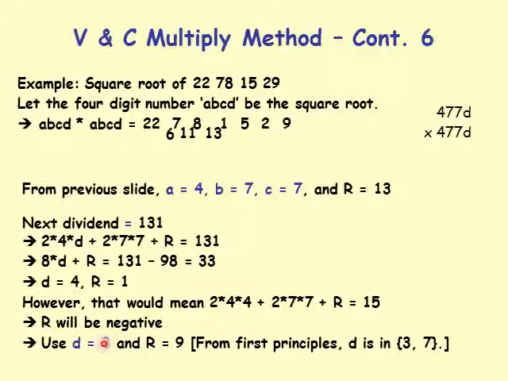So if D is 3 here, 8D plus R is 33, and then the remainder would be 9. If we say 8 times D plus R is 33, if I use D equal to 3, then 24 plus R is 33 and R would be 9. And D equal to 3 is consistent with the first principles.